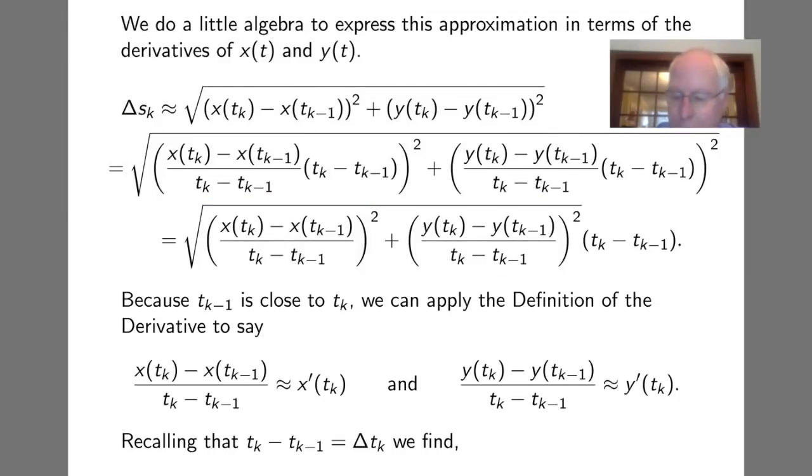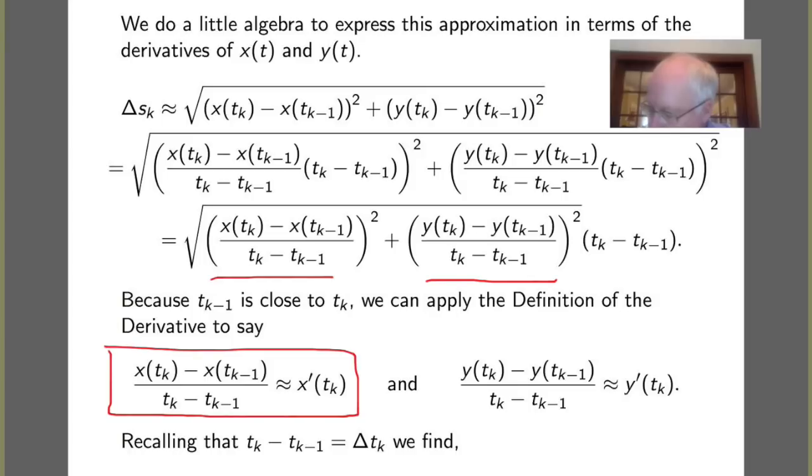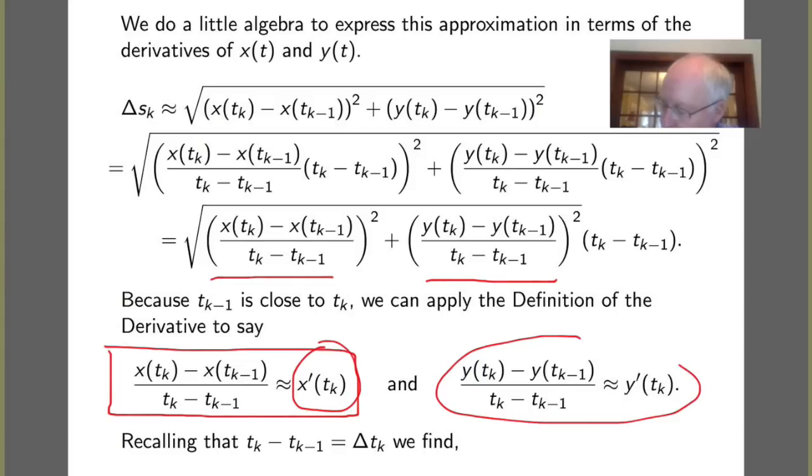Now we're doing that because these expressions inside make us think about the derivative. There's those difference quotients. And in fact, because tk-1 is close to tk, we're going to apply the definition of derivative to say that this difference x of tk minus x of tk-1, over tk minus tk-1, is going to be close to the derivative x prime of tk. Again, that's if tk-1 is close to tk. And a similar statement holds for the difference quotient for the y.